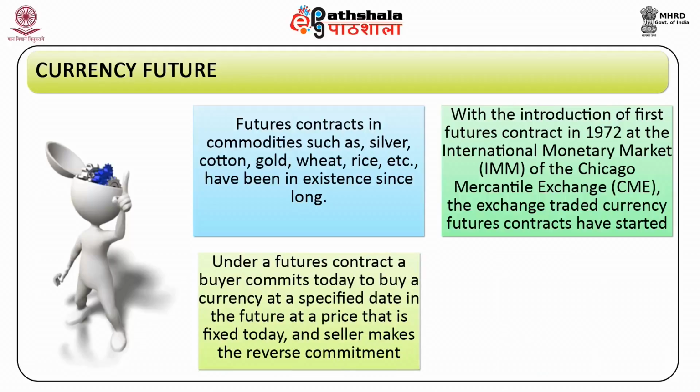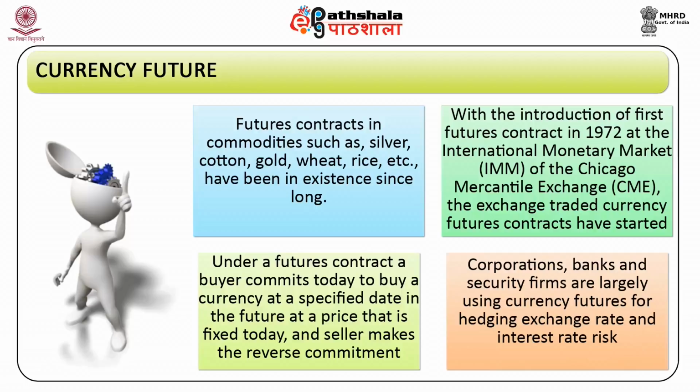Under a futures contract, a buyer commits today to buy a currency at a specified date in the future at a price that is fixed today, and the seller makes the reverse commitment. Basically, it is an agreement between two parties, a party with short position who agrees to sell and a party with long position who agrees to buy. Corporations, banks and security firms are largely using currency futures for hedging exchange rate and interest rate risk.